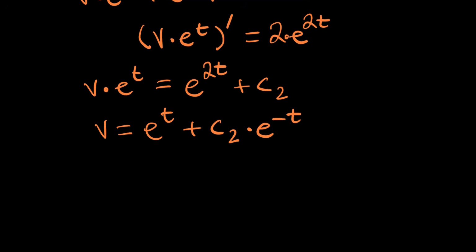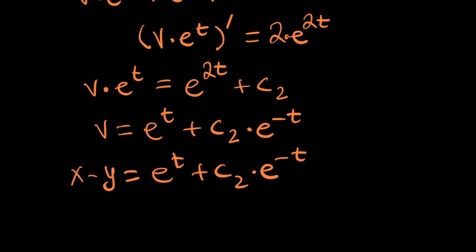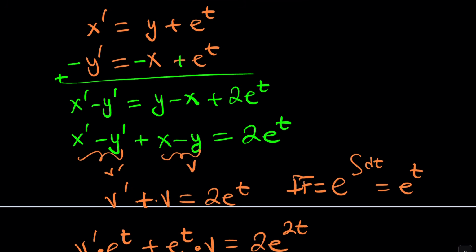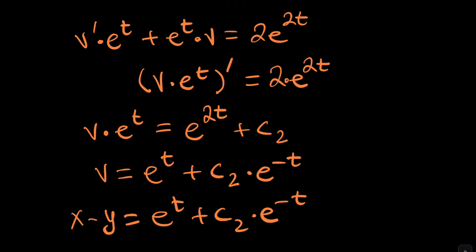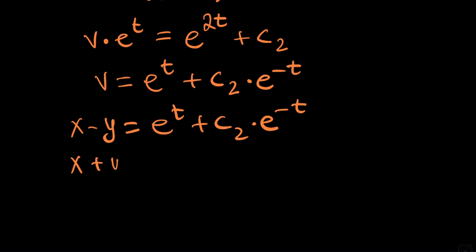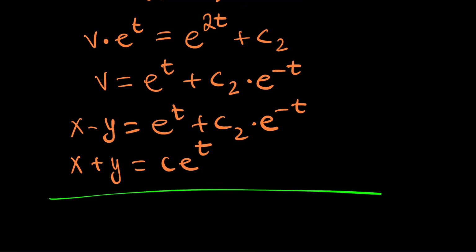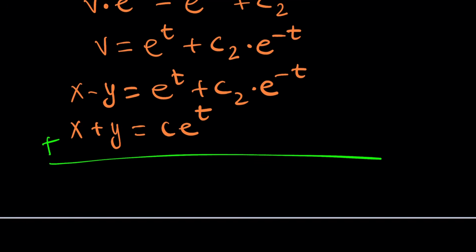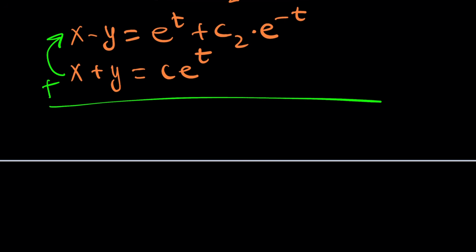Now, we got v, but v is what, right? Well, v is x minus y, so this is x minus y, e to the t plus c2 times e to the negative t. Okay, let's go ahead and bring u here, which is x plus y. X plus y is c e to the t. So what are we going to do? From here, we're going to definitely add these equations and divide by 2. That's going to give us the x value. And then we'll subtract this way because you want y to be positive, obvious, right? And then we're just going to get the values.